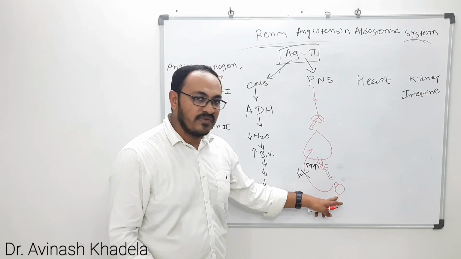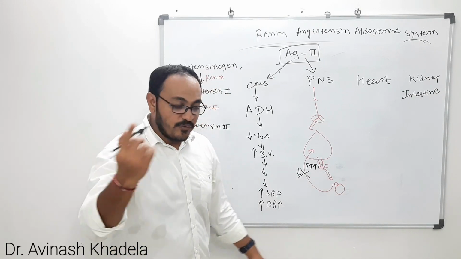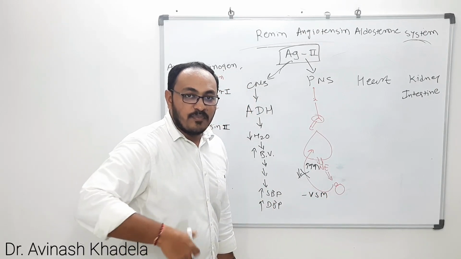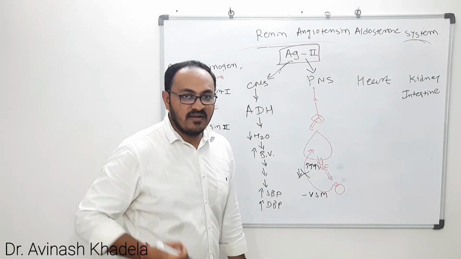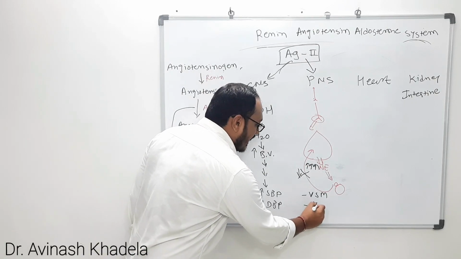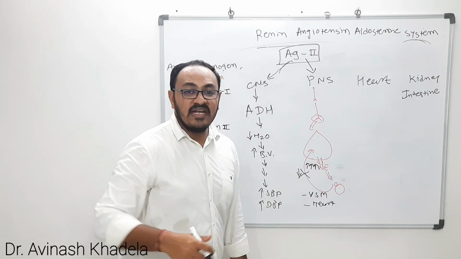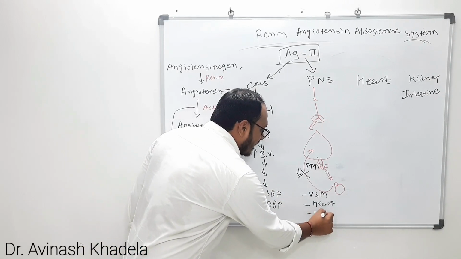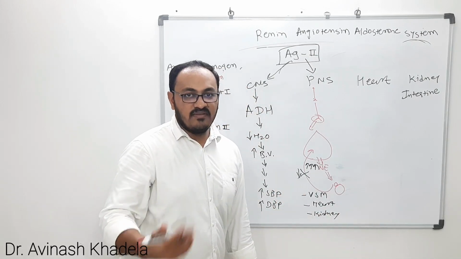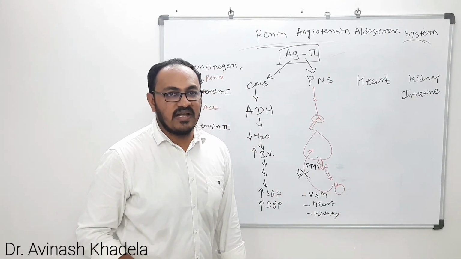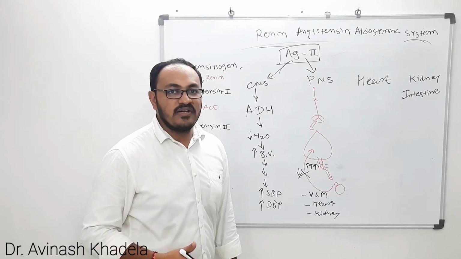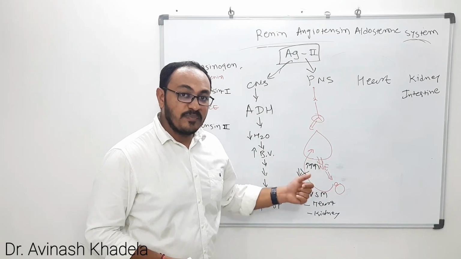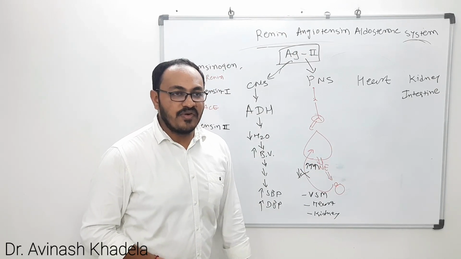When it binds to the vascular smooth muscle, it increases the preload and afterload via venous and arterial constriction. If it binds to the heart, it increases heart rate and contractility. If it binds to the kidney, it releases renin again into the systemic circulation, the RAAS system is activated, and it also stimulates aldosterone release. So this is how the peripheral nervous system secretes norepinephrine, and norepinephrine-mediated blood pressure will rise.